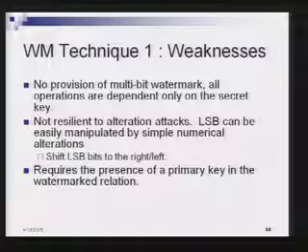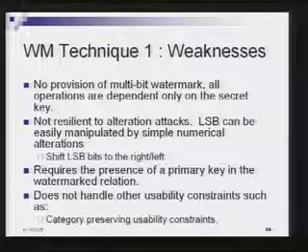Then this requires the presence of a primary key in the watermarked relation. Like you need a primary key as one of the attributes. And this means, actually, usually the primary key is just an arbitrarily chosen index. So someone can erase all the primary keys and put his own primary keys, just satisfying uniqueness, and the relation is still valid. So that's a weakness in this technique.